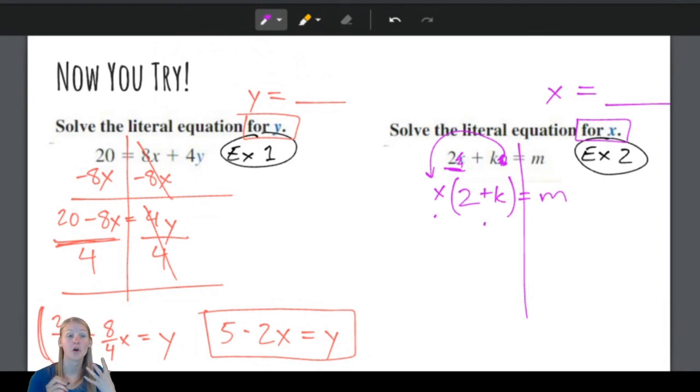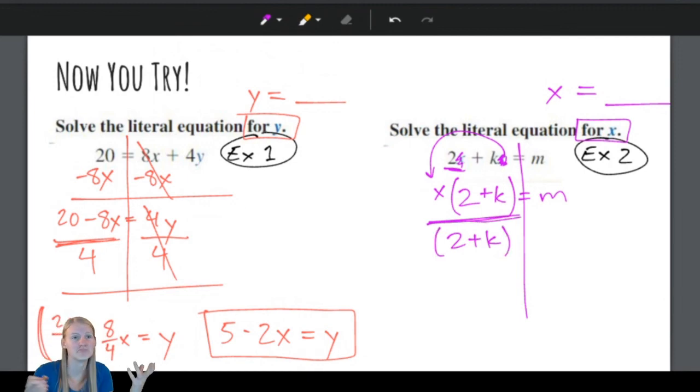The opposite of times is divide. So let's divide by 2 plus k. You can keep the parentheses, or you can get rid of the parentheses because we're dividing by the whole thing. Because all of the 2 plus k is underneath this line here, you don't have to have the parentheses. But if you want to keep them, it doesn't matter. We'll divide by 2 plus k on both sides.